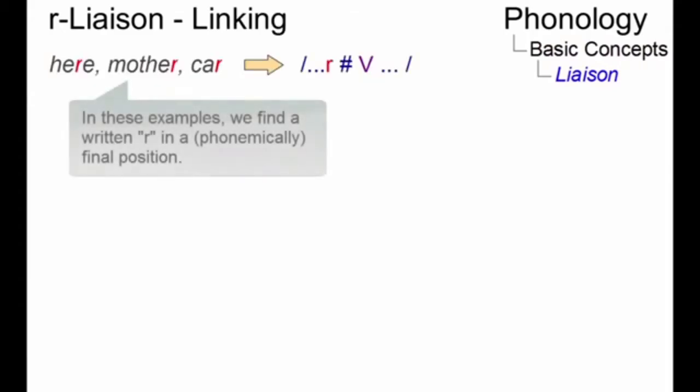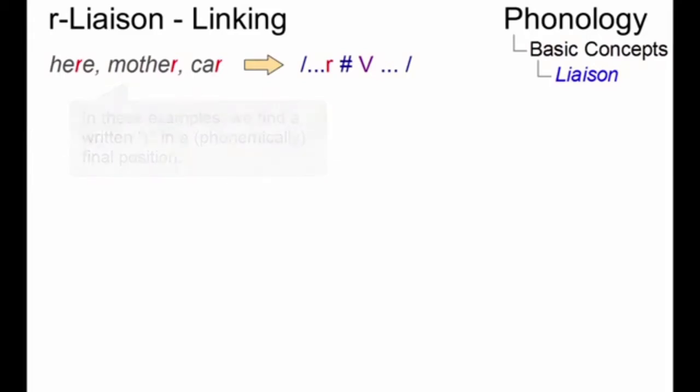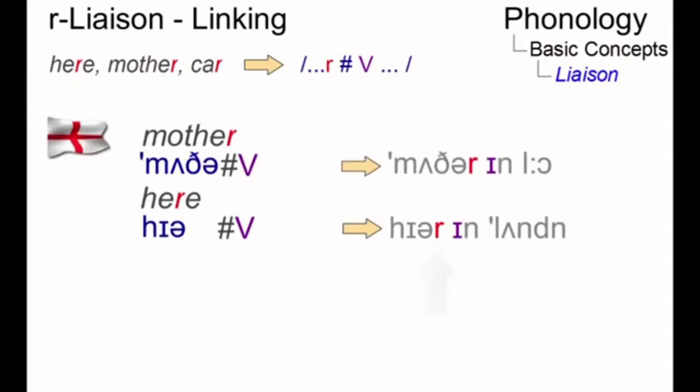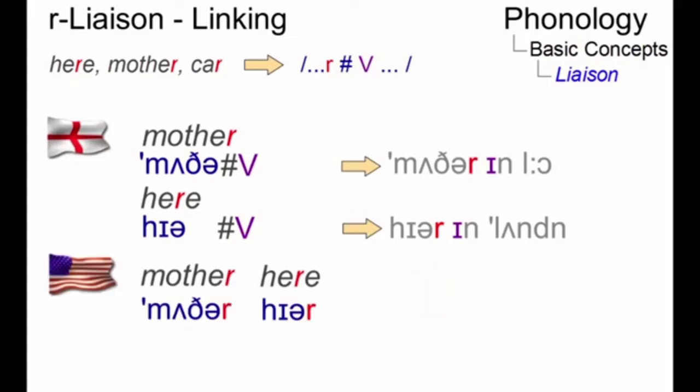In cases of linking, an orthographically present and phonemically final post-vocalic R is pronounced when the next word starts with a vowel. So we get cases such as "here in London". Since American English is highly rhotic, linking is a standard feature of it anyway.